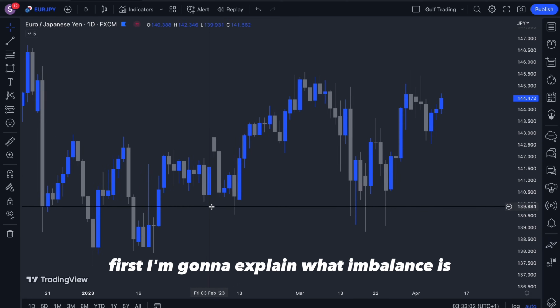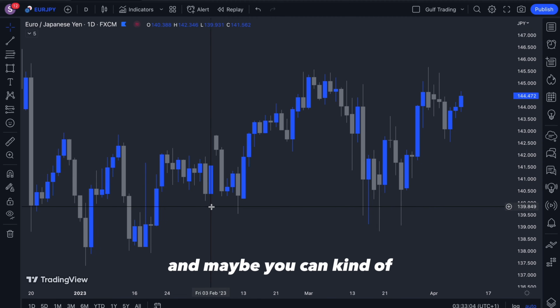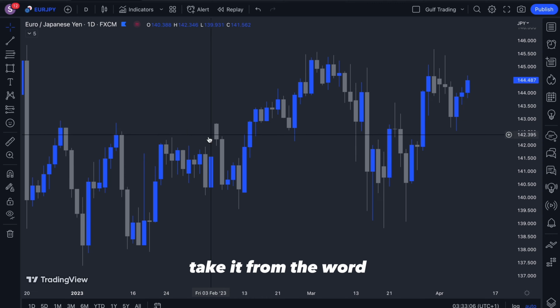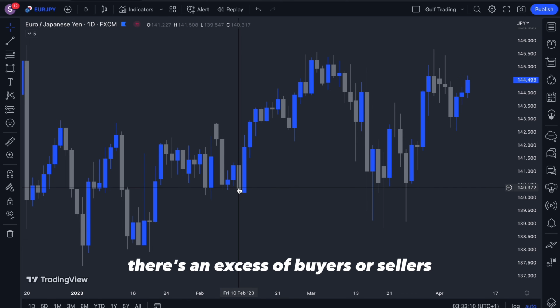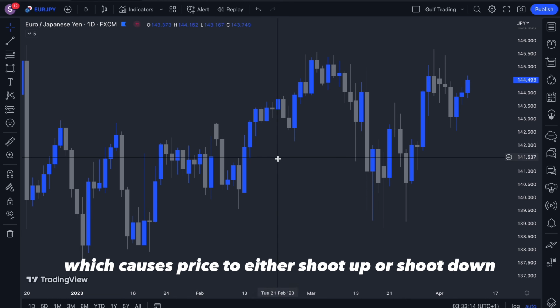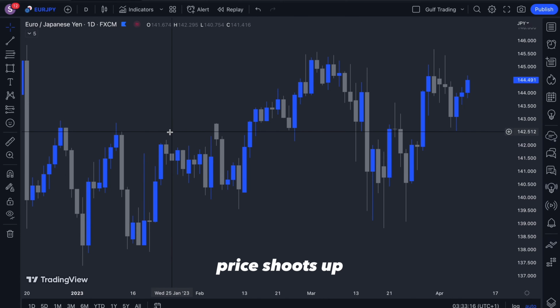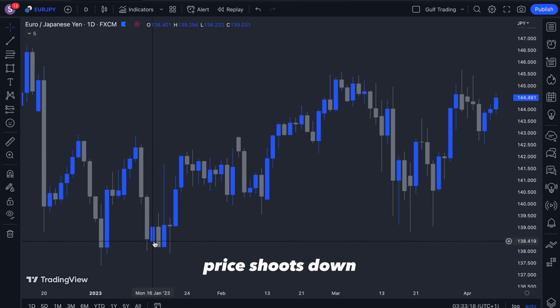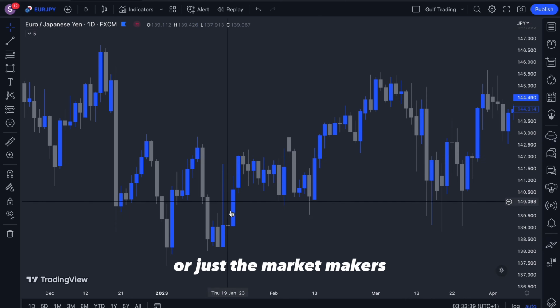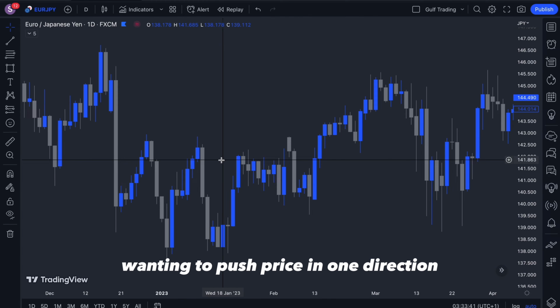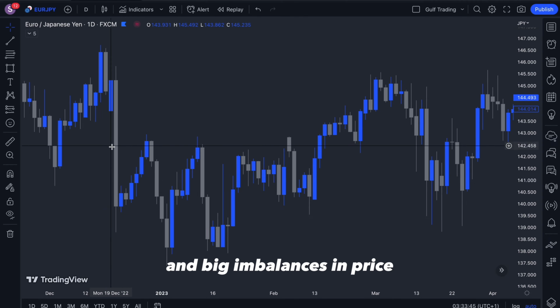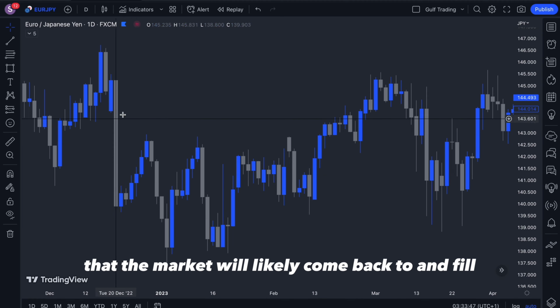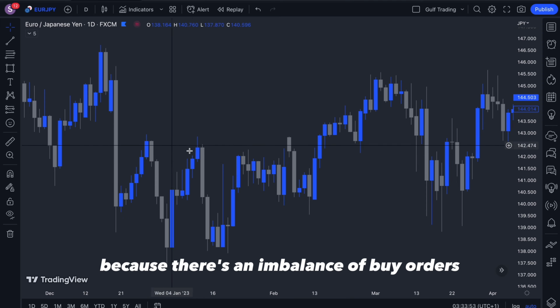But first, I'll just explain what imbalance is, and you kind of take it from the word. It's when there's an imbalance in price, an excess of buyers or sellers, which causes price to either shoot up or shoot down. So here, price shoots up. Over here, price shoots down. This can be caused by news or just the market makers wanting to push price in one direction, and it leaves behind big candles and big imbalances in price that the market will likely come back to and fill, because there's an imbalance of buy orders and sell orders.